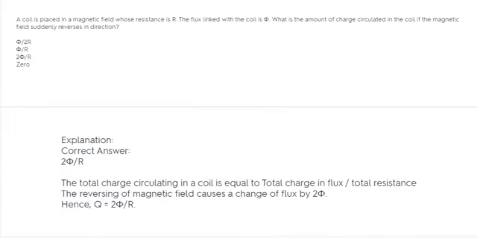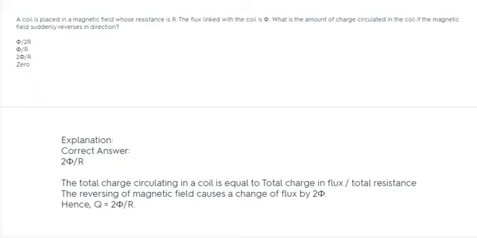A coil of resistance R is placed in a magnetic field. The flux linked with the coil is Φ. What is the amount of charge circulated in the coil if the magnetic field suddenly reverses in direction? Φ/2R, Φ/R, 2Φ/R, 0. Explanation. Correct answer: 2Φ/R.